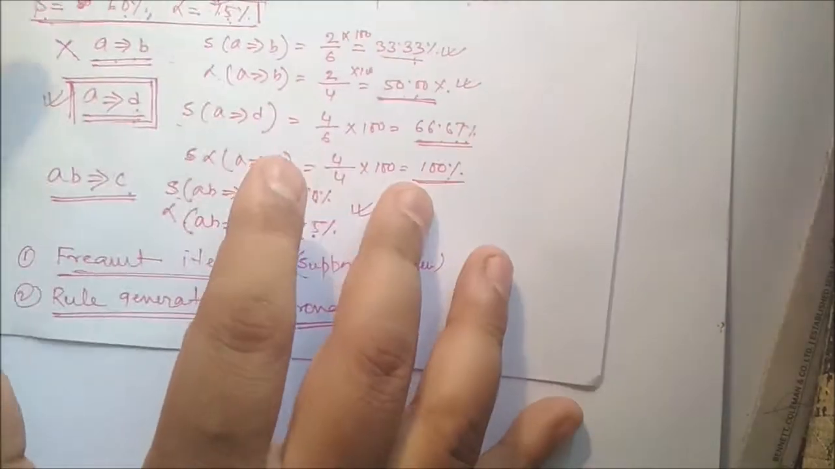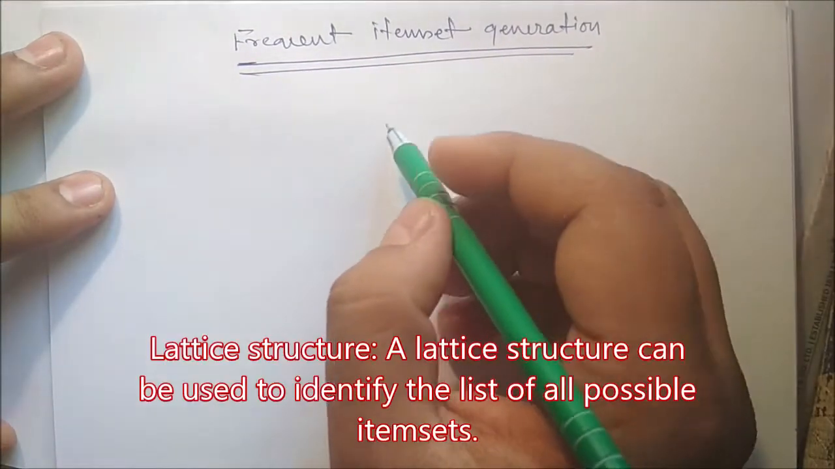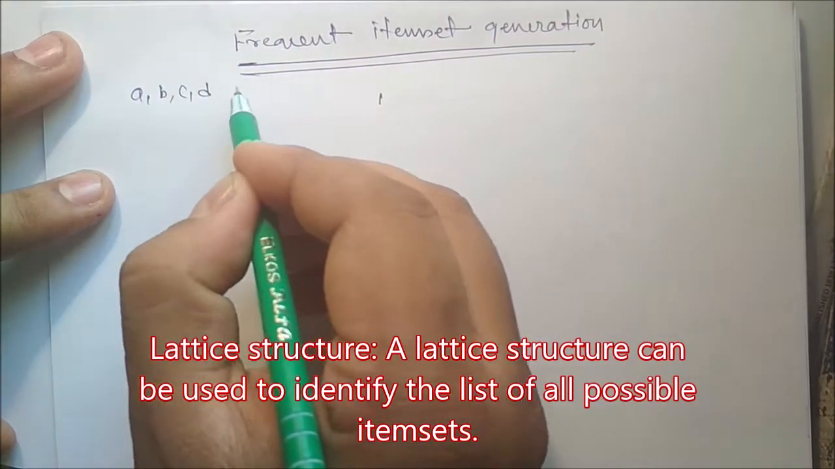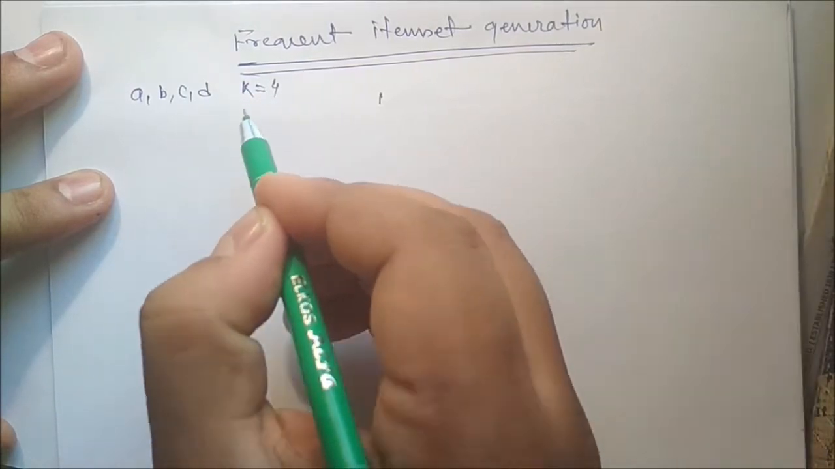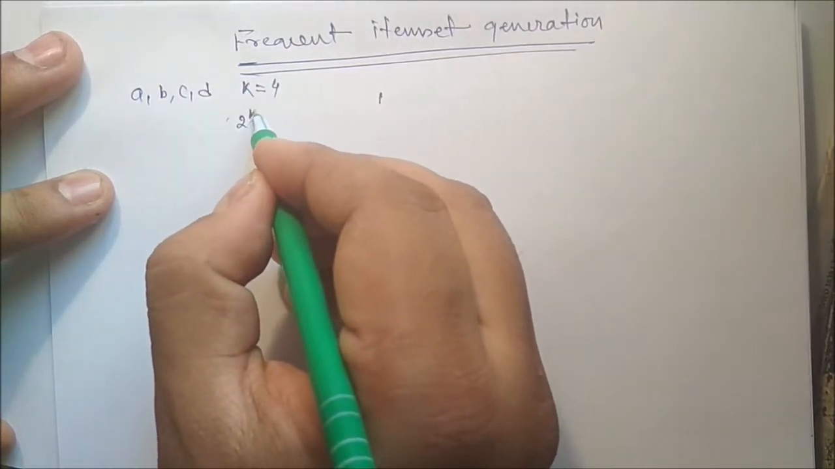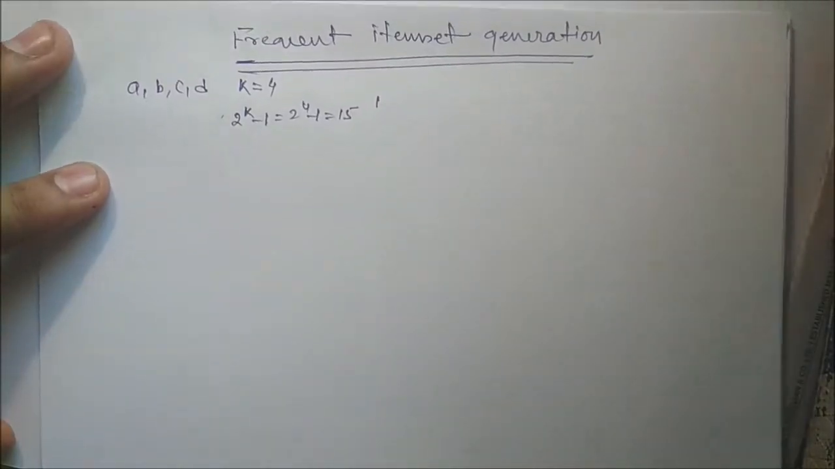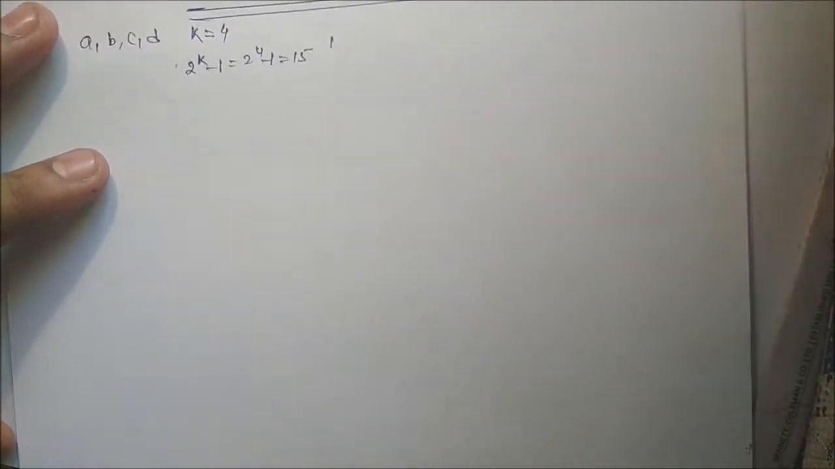Now in this video, we'll talk about frequent item set generation. A lattice structure can be used to enumerate the list of all possible item sets. So using the lattice structure, we can get all the combinations. How to get this lattice structure? Suppose a total of 4 items are there, say A, B, C and D. So K is the total number of items, say 4. The total number of combinations should be 2 to the power K minus 1, that is 2 to the power 4 minus 1. Total 15 combinations must be there, so 15 frequent item sets are there.